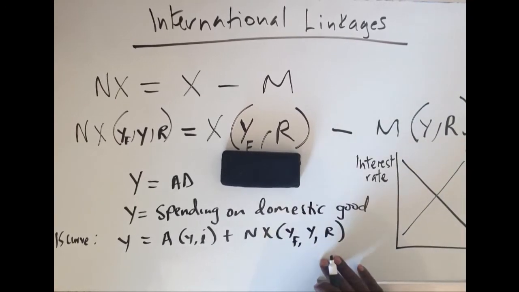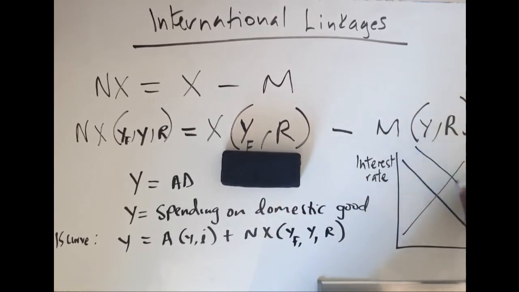When the trade position of a country improves, the IS curve shifts to the right. So whatever factor leads to an improvement in the trade position of the country, it will have the impact of shifting the IS curve to the right. Why? Because the spending on domestic goods will increase when the trade position is improving.